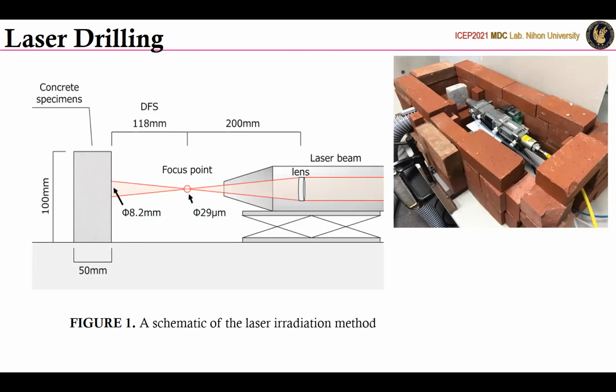This is the situation of the laser drilling test. The laser used is a 500 watt fiber laser. Assuming a wall, it irradiates parallel to the wall, like this. Since the target depth of the experiment is 30 millimeters, the concrete specimen was set to a thickness of 50 millimeters.